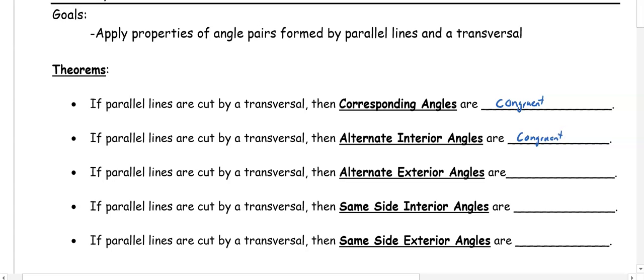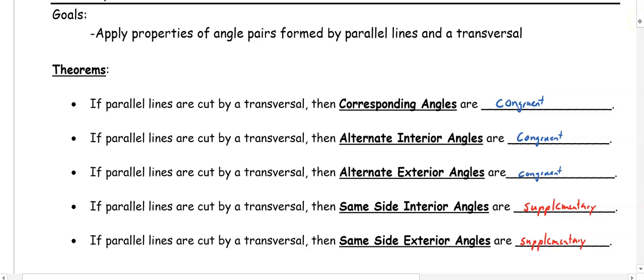If lines are cut by a transversal, then alternate exterior angles are also congruent. So there are three relationships that make the angles congruent. Those are corresponding, alternate interior, and alternate exterior. Now, if parallel lines are cut by a transversal, then same side interior angles are supplementary, and same side exterior angles are also supplementary. Remember that supplementary means they are two angles that when added together equal 180 degrees.